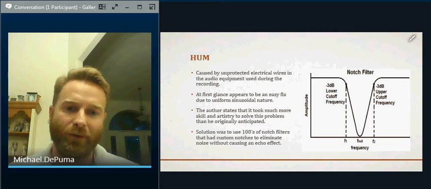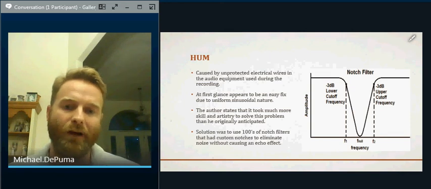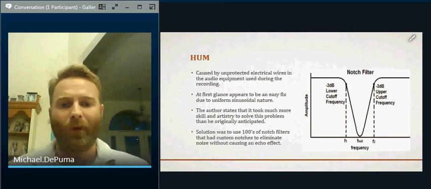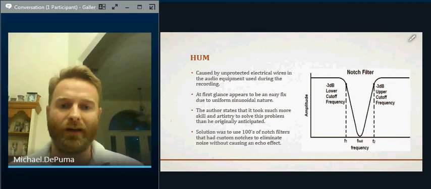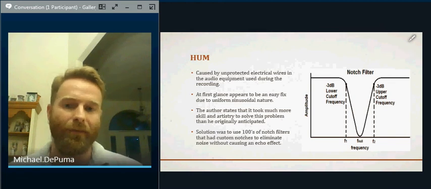Each notch filter's width was customized, and he had to do this to eliminate the noise. A problem he had when he originally did this before he customized all the filters was that it created a delay in the signal, which created an echo effect in the music. And so customizing these filters to minimize the delay while still eliminating the noise took a fair amount of artistry on his part that he developed over years of experience.